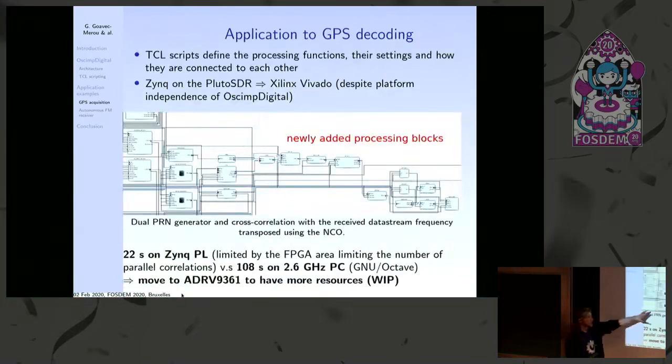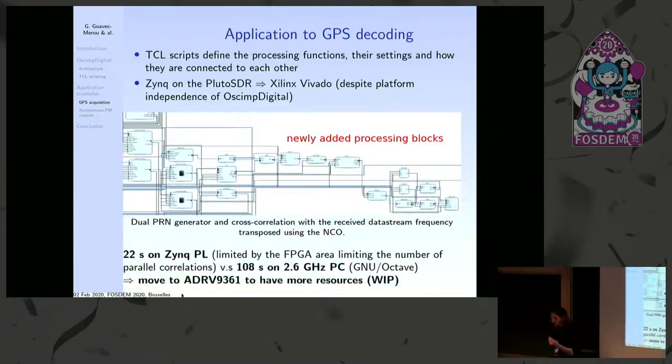Finally, the most important thing, we have added this part, but we don't break anything. The Pluto works exactly like with the default firmware, but with a bonus block. Thanks to this modification, it's possible to divide by 5 the time to process all satellites for all frequencies. But now, we are just limited by the Zynq.